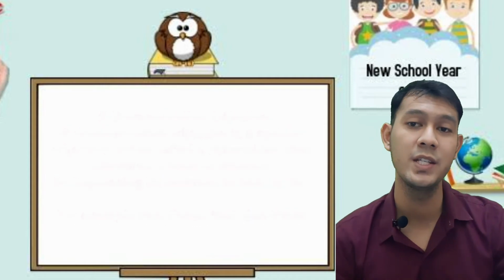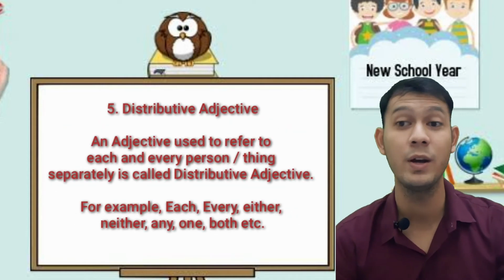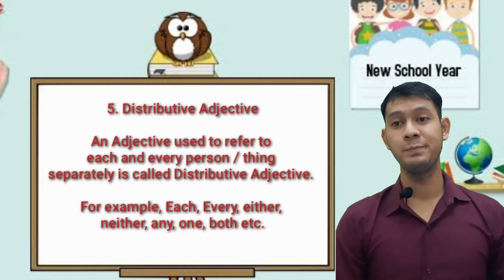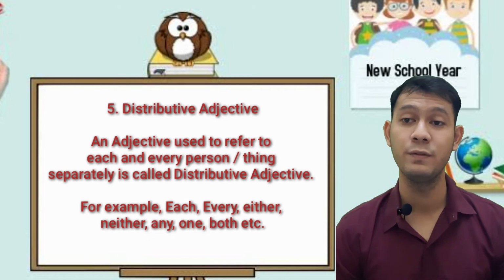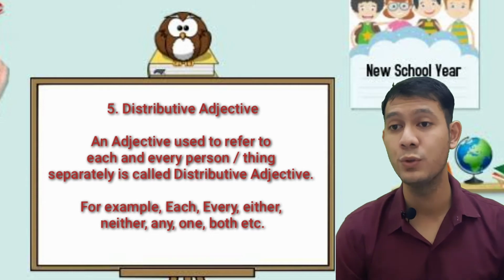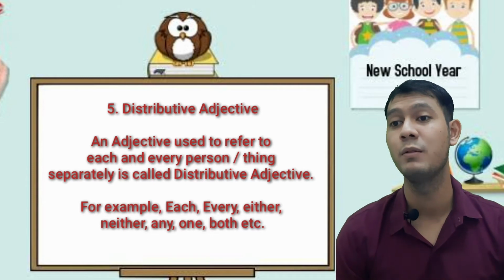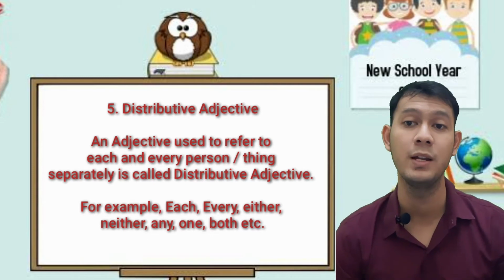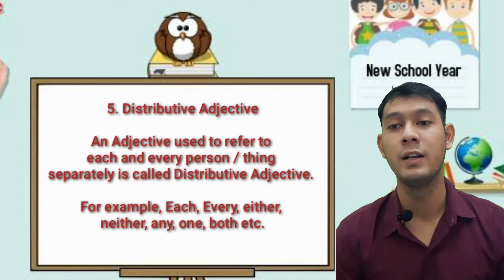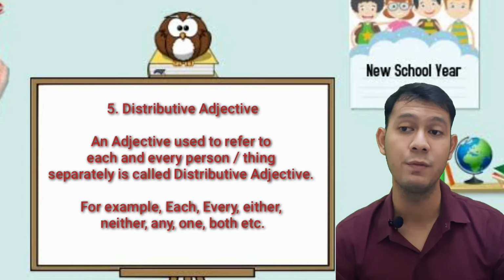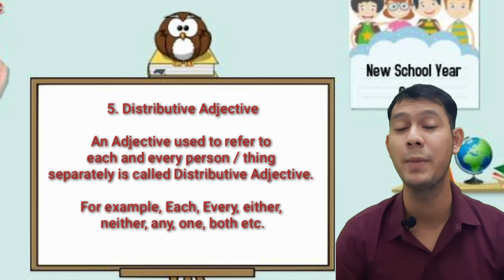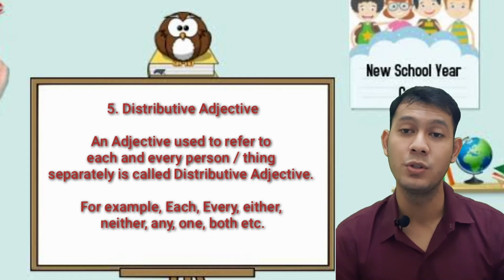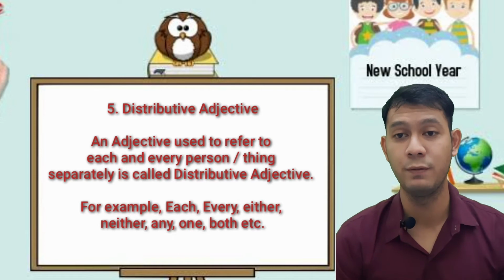The last we have distributive adjective. What is it? Distributive adjective is an adjective which is used to refer to each and every person or thing separately. Oke. Nah, contohnya adalah each, every, either, neither, any, one, both, and many more. So those are types of adjective.